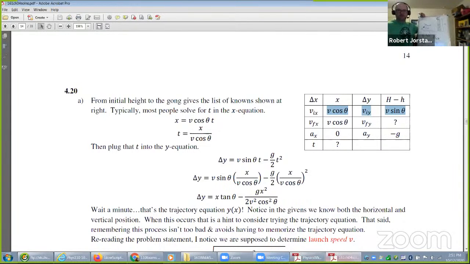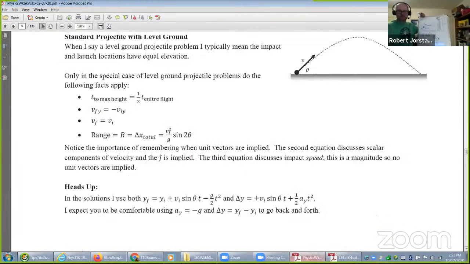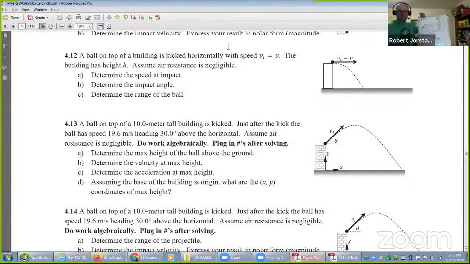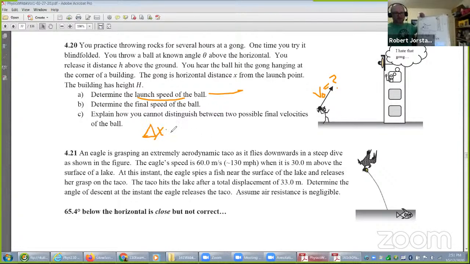So let me go back to the question here. Notice what it asks me about. It says the launch speed of the ball. So that's asking me about this velocity over here. When it asks me about that, I know I need to involve some equations that have that in it. So I just write down my same equations that I always do.